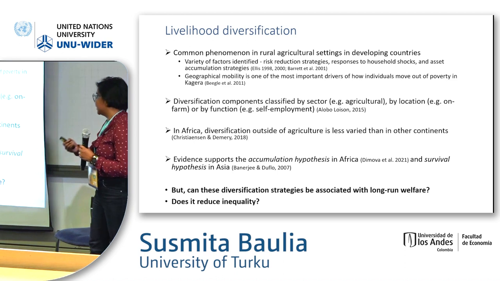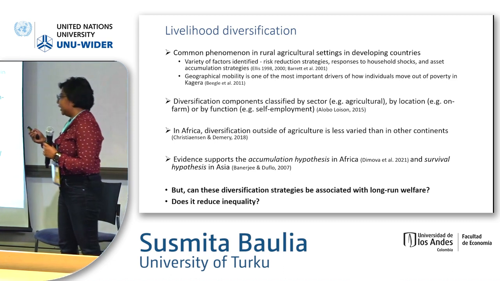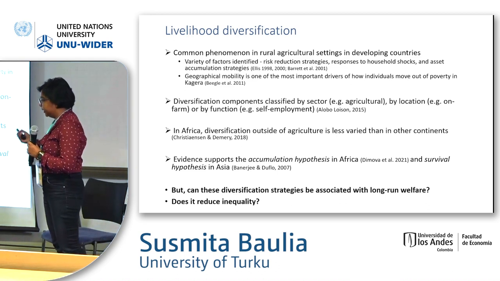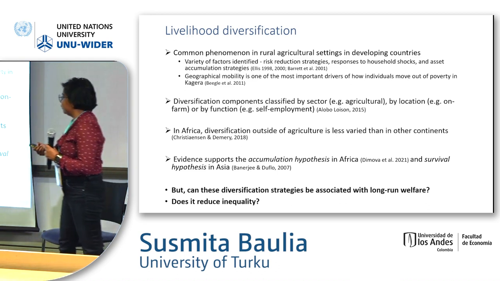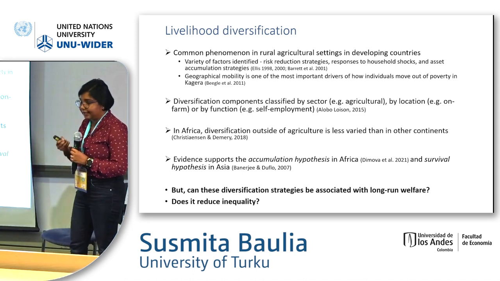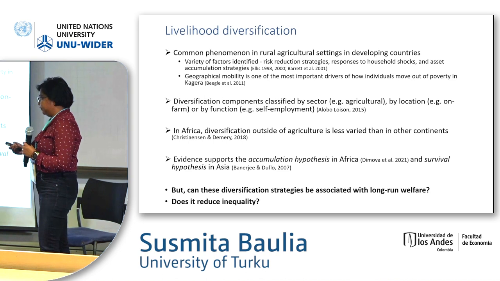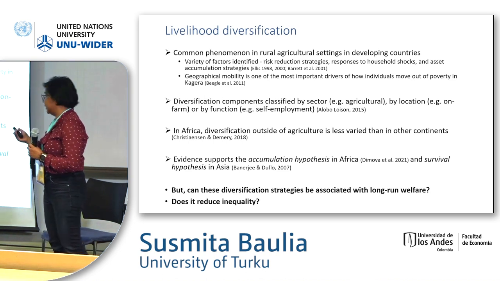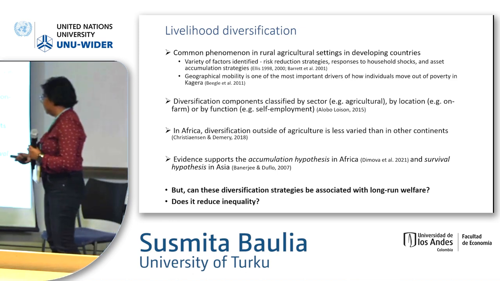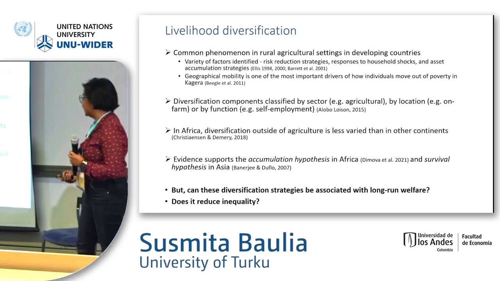Sometimes it is classified across sectors, for example agricultural versus non-agricultural, sometimes by location, on and off farm, and sometimes by function, self-employment versus employment by some other entity. Our point of interest is income diversification. We are going to cut across almost all these, and we are looking at the major income sources that households choose to diversify in, and that could be within agriculture, outside agriculture, and it could be employment by someone else or self-employment.